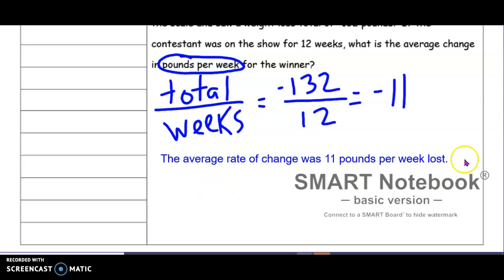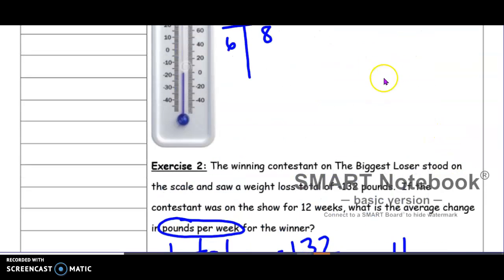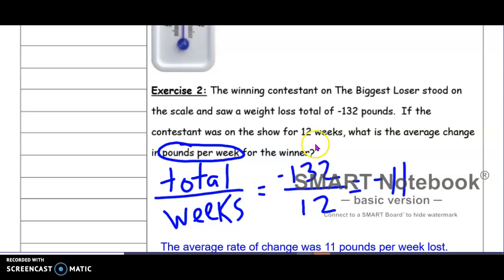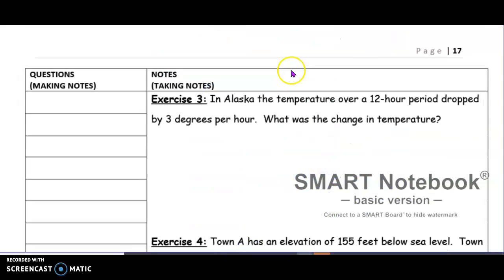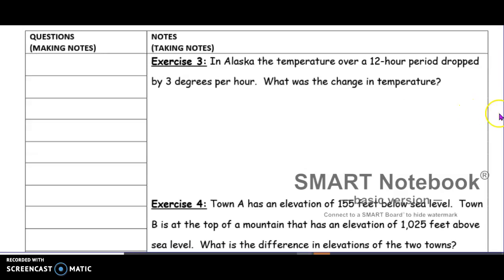So we just want to summarize what's going on in this question. So far we had an addition question first, then we had a division question, and now we're going to look at question number 3. In Alaska, the temperature over a 12-hour period dropped by 3 degrees per hour. So each and every hour, the temperature keeps going down 3 degrees, down 3 degrees, down 3 degrees, and it happens for 12 straight hours. What was the change in temperature?